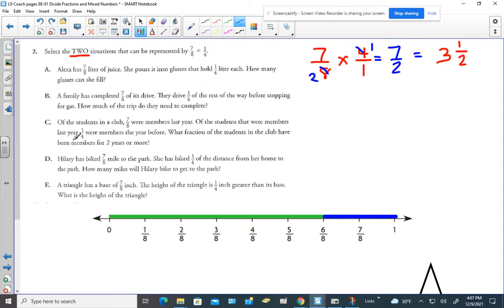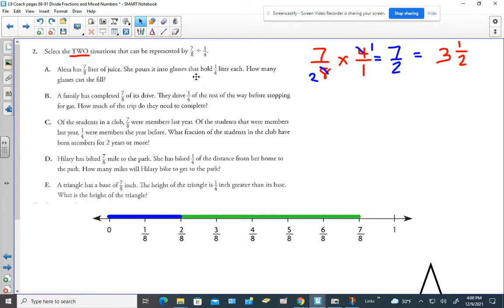So we have to ask ourselves, if we were going to answer these questions, which one would result in us getting 3.5 as an answer? So let's look at question A. Alexa has 7/8 liters of juice, so that could be represented with this green line, right? That would represent the liter of juice. She pours it into glasses that hold 1/4 of a liter, so that could be represented with this blue line, which is equal to 1/4. How many glasses can she fill? So there's 1 glass, 2 glasses, 3 glasses, 3.5 glasses. So that's one that we would want to pick because we would get 3.5, and that makes sense. We would do 7/8 divided by 1/4.